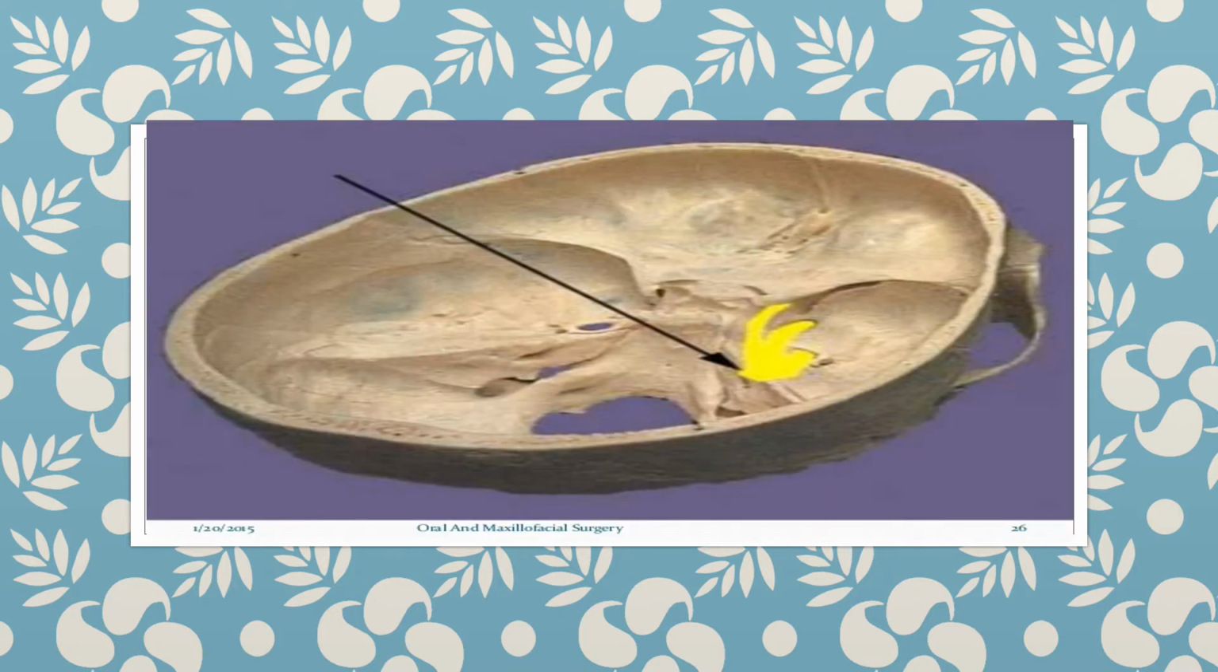Here the pointer shows the origin, the main trunk of the nerve, its ganglion, then its three divisions that are going into the foramen rotundum, foramen ovale, and superior orbital fissure. We will discuss all the divisions in detail in further lectures.